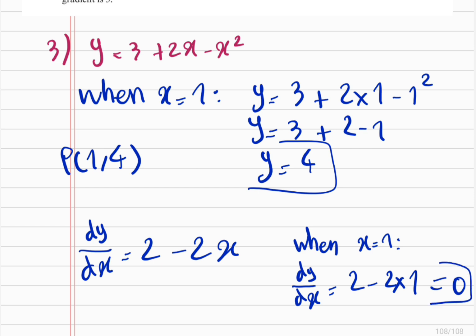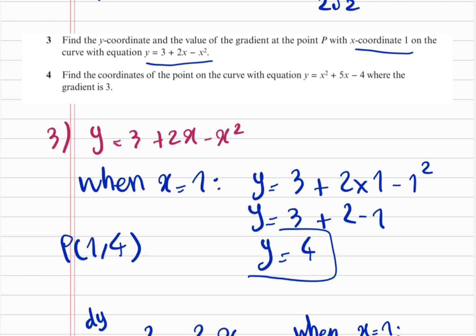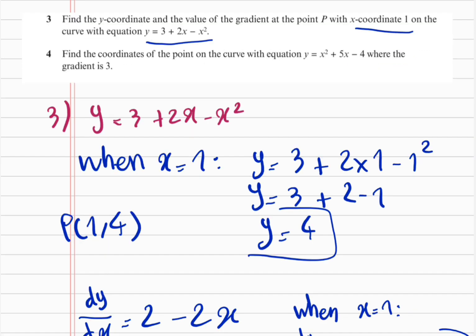Okay. So now let's do the next question, which is question 4. Right. Now we have, again, a question that is sort of similar. So we have a curve with the equation y equals x squared plus 5x minus 4. And we want to find the coordinates of the point on the curve where the gradient is equal to 3.